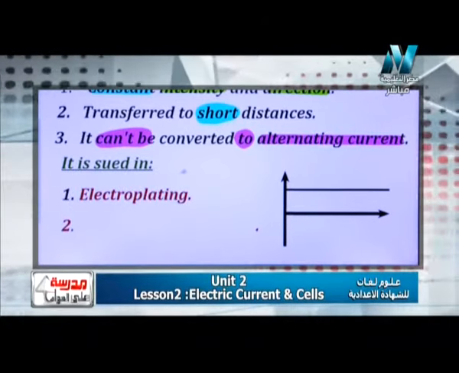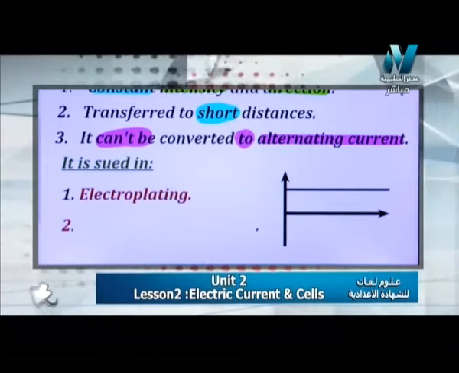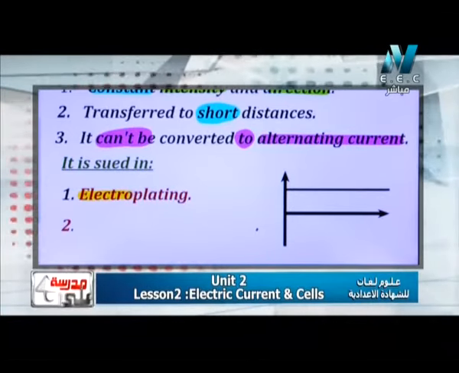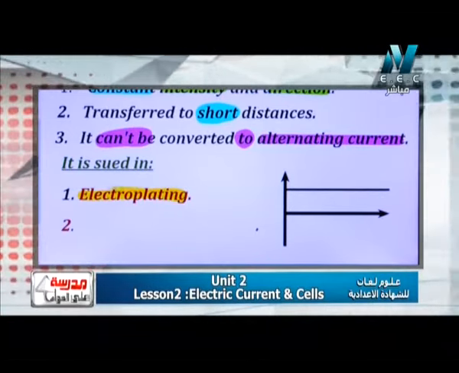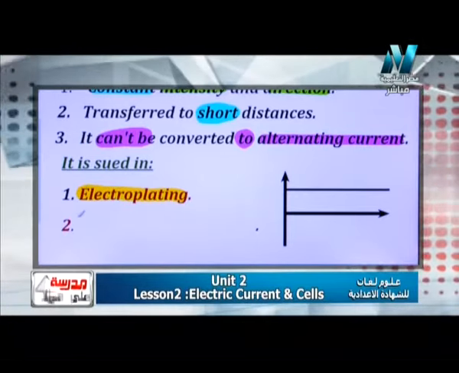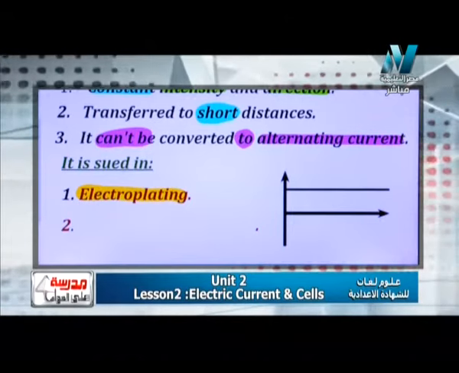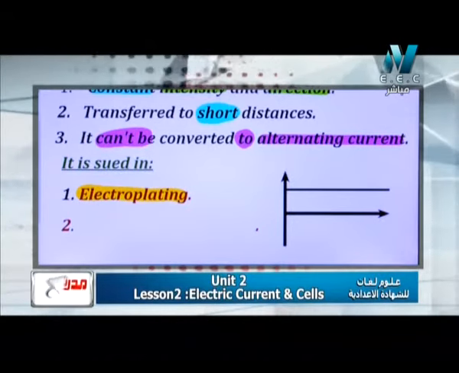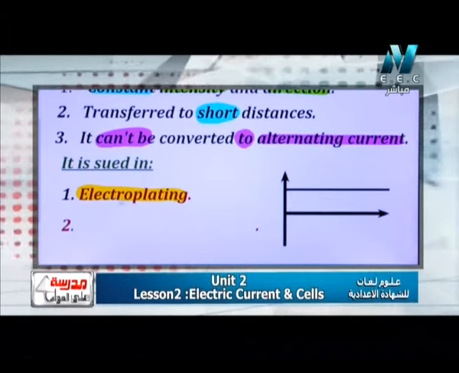Electroplating. What does electroplating mean? It means paint by electricity, الدهان بالكهرباء. Okay, and we will watch a video now, but first we need to know the second use. The second use of direct current here is what?